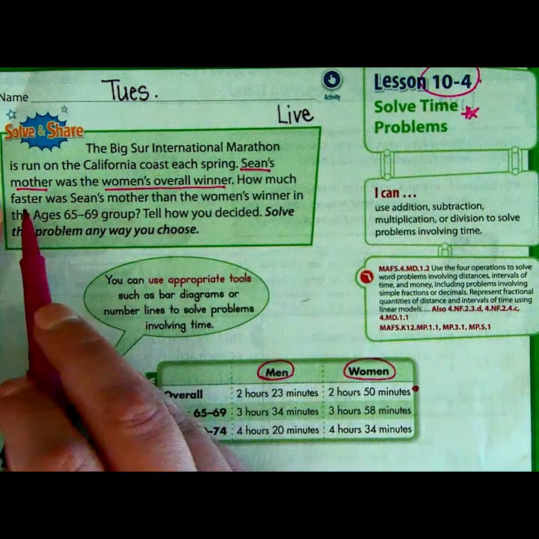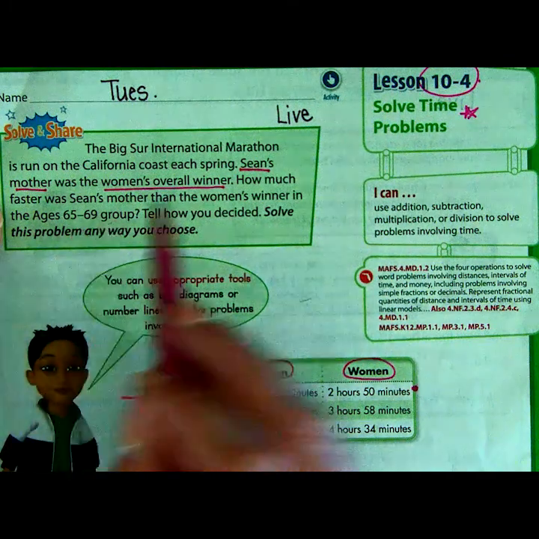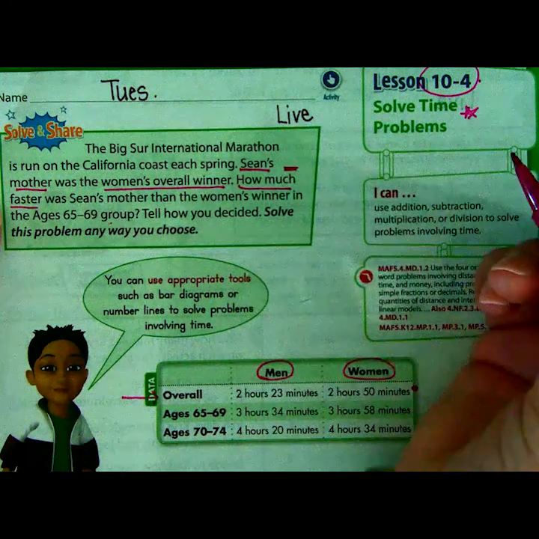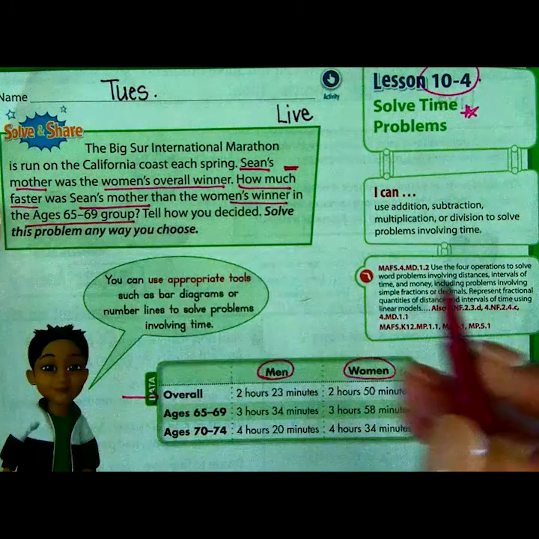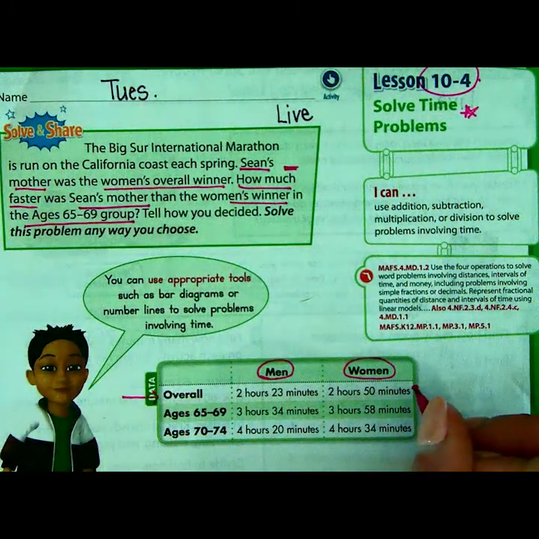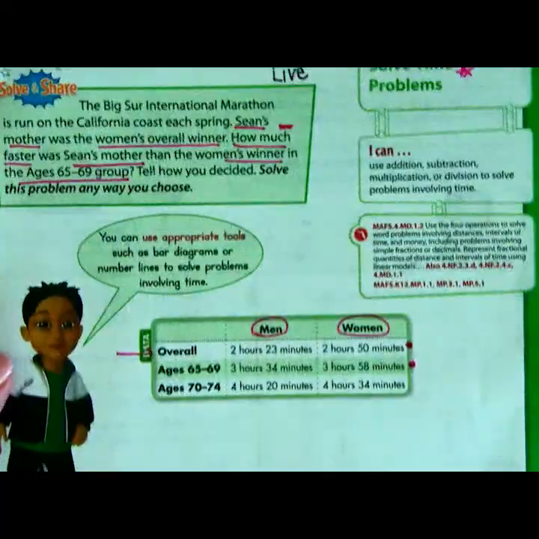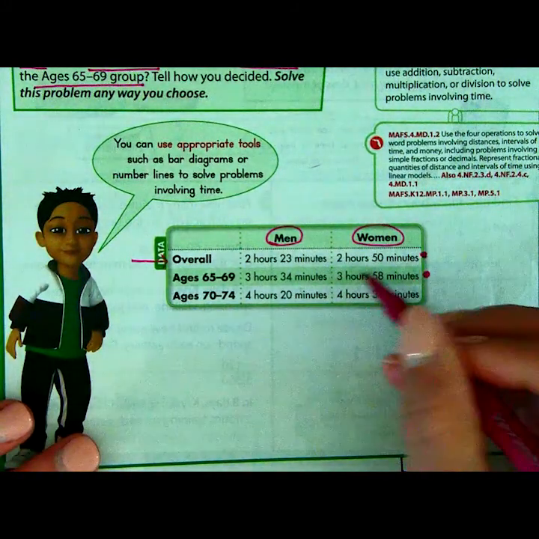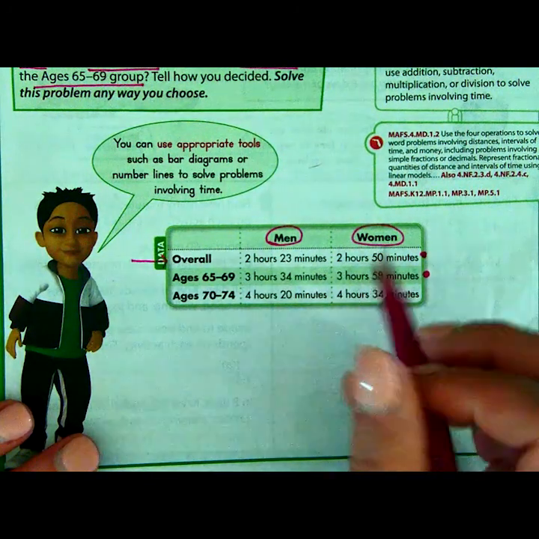How much faster was Sean's mother than the women's winner in the ages 65 to 69 group? How much faster means I am going to subtract Sean's mother than the women's winner in this group. So we want to find out how much faster was she here than these people. Tell how you decided, solve this problem any way you choose. All right. So just like a subtraction problem, even though we're using time conversions and units of time, I can still set this up like a subtraction problem.